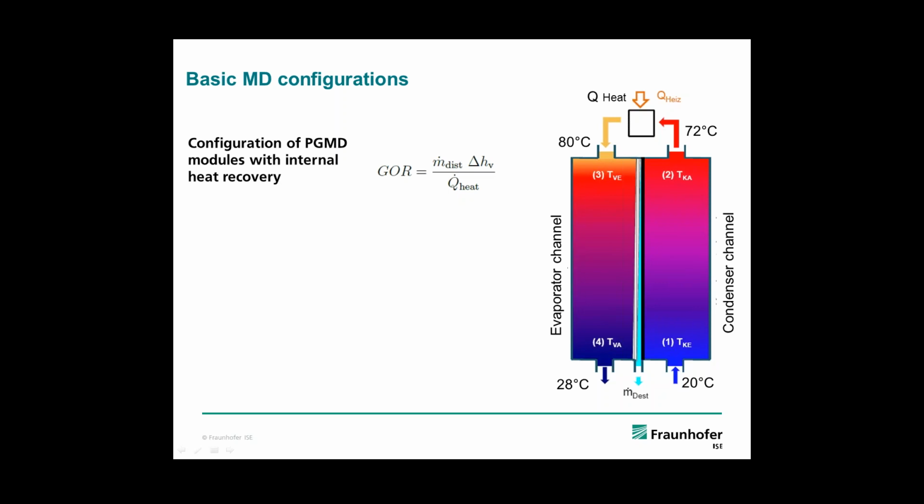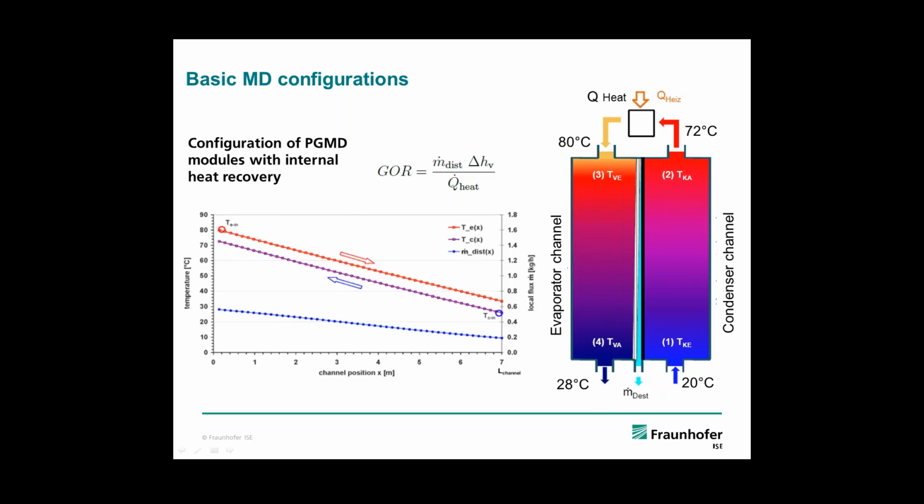According to the mass transfer through the membrane, we also find significant heat transfer. On the one hand, we have the latent heat of evaporation, which is transferred with the vapor from the hot membrane interface to the condenser side. So we have latent heat, and on the other hand, we also have heat conduction.